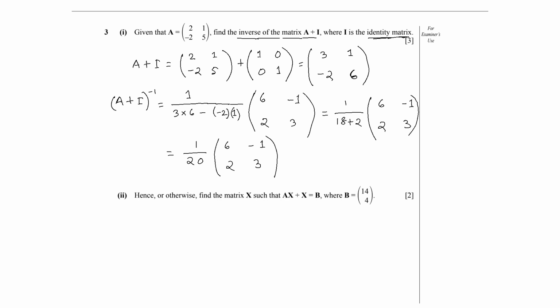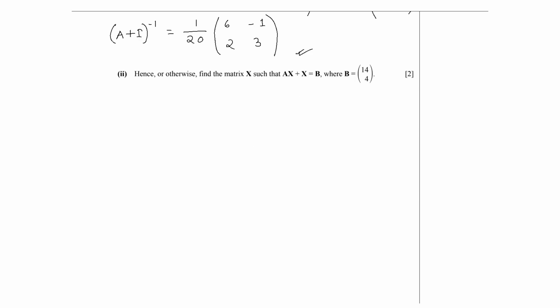Now, let's move on to the next part of this question. Here, it says that hence or otherwise, we have to find a matrix X such that AX plus X is B, where B is a 2 by 1 matrix whose value is 14, 4. This word hence indicates that we should use the result from the first part of this math, that is the inverse of A plus I matrix. Let's see how can we use that.